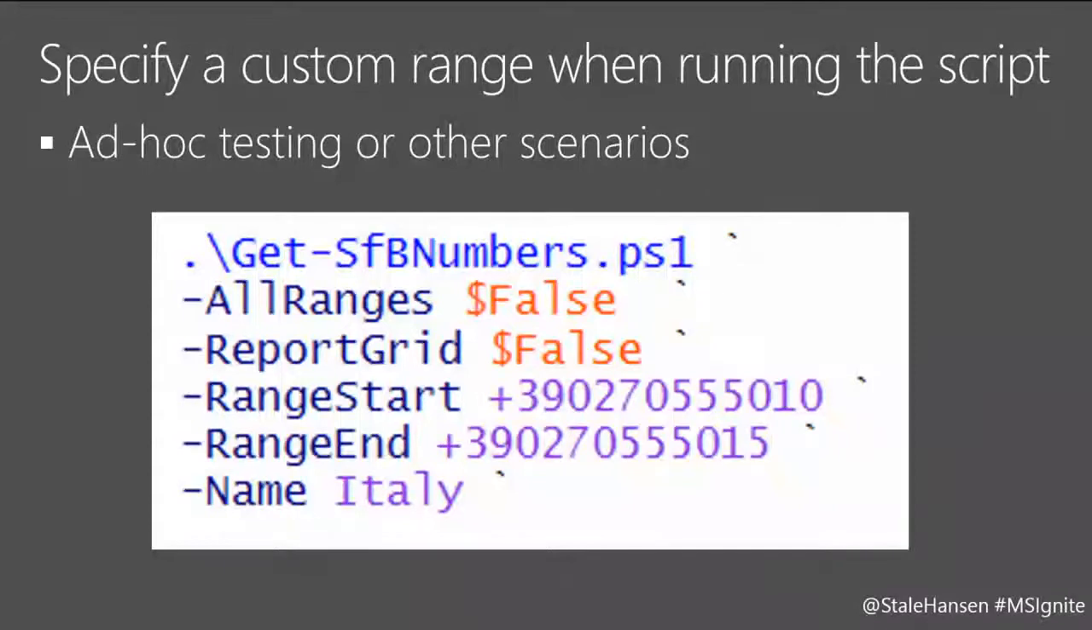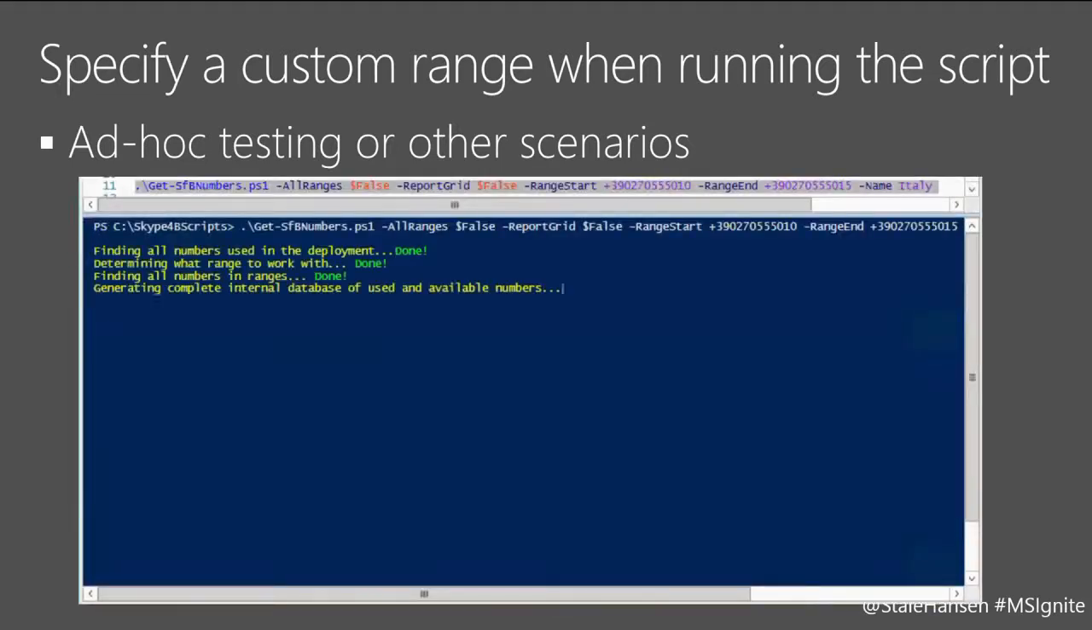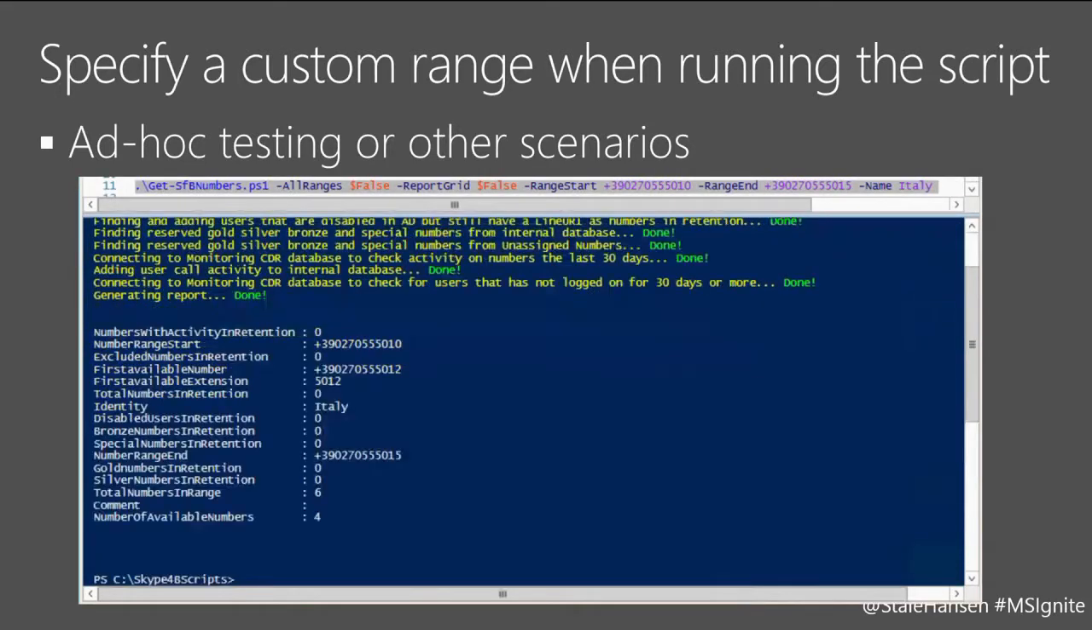You can also run the script with a range start, a range end, and a name. This time it's Italy. And that's more for ad hoc scenarios, or if you want to test a subset of number ranges within your larger number ranges. And since you specify the name, it won't give you the menu. So it just runs through and gives you the information you would want.